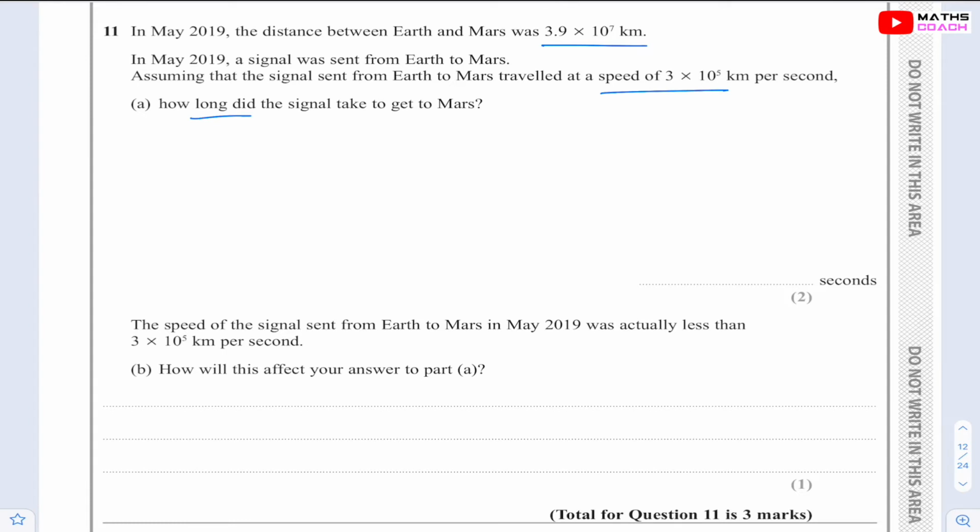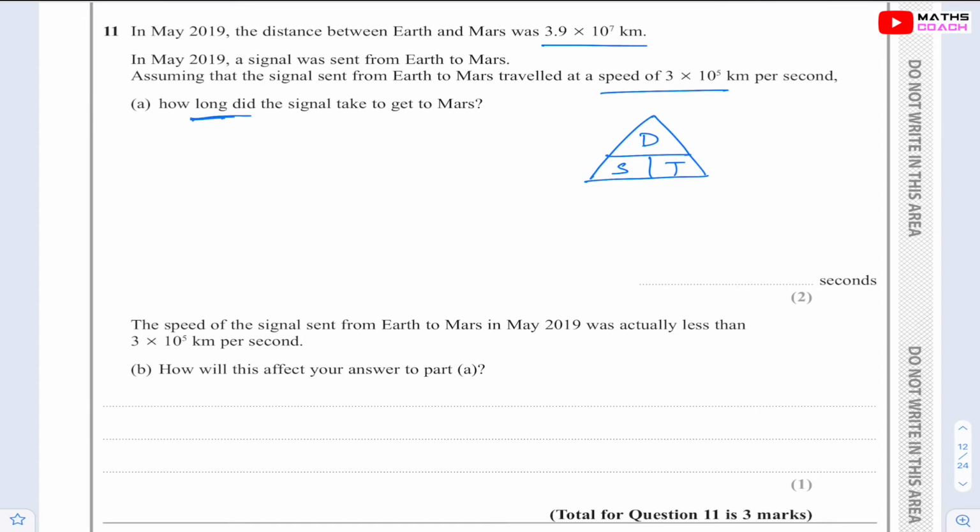Now, as I was reading this question, and I'm sure as you were reading the question, we're talking distances, we're talking speed, and we're talking time. So DST must have come into our heads. I hope it did. So DST. So we are looking for time, how long.